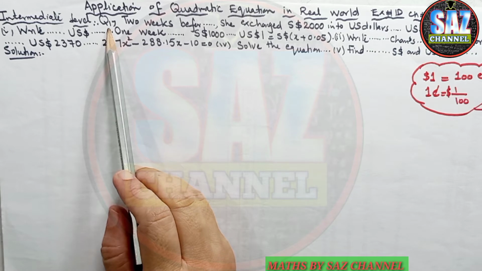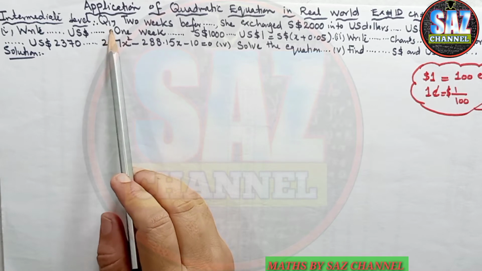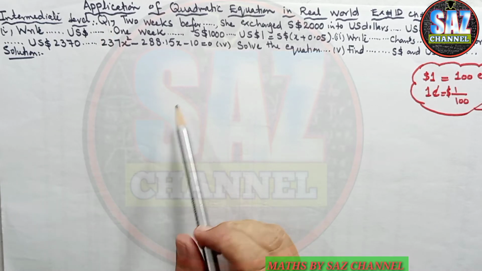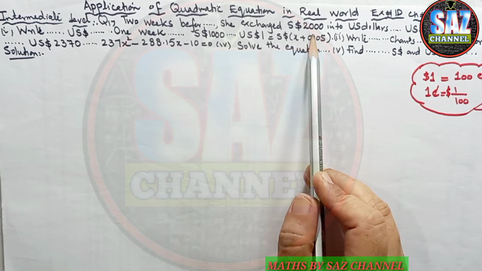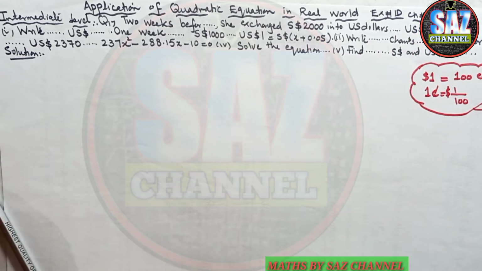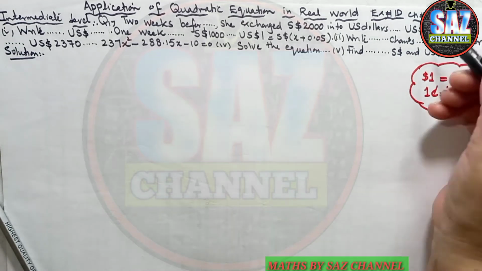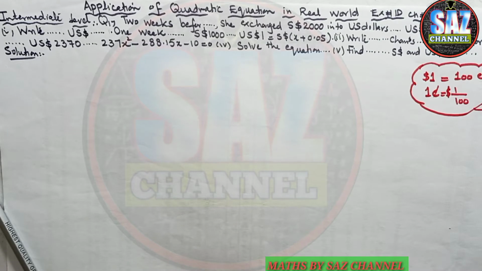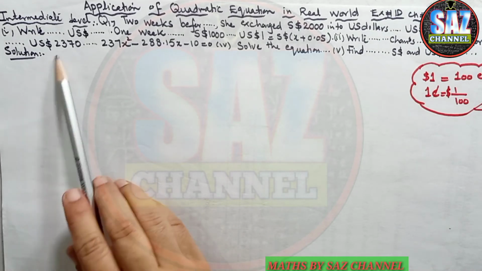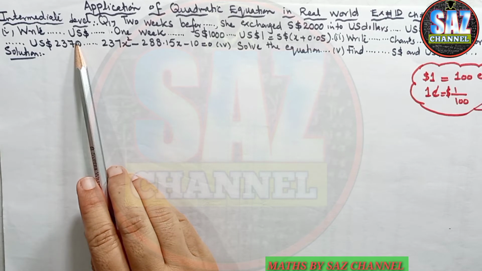Question says 2 weeks before Nora went to New York for the holiday, she exchanged Singaporean dollar 2000 into US dollars at Sammy's money exchange at the rate of exchange rate is US dollar 1 equal to Singaporean dollar X. The first part of the question is write down an expression in terms of X for the amount of US dollars she received from the Sammy's money exchange.